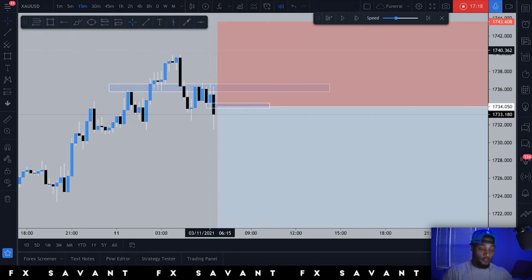Same as if it was a buy position, the stops have to go below the low because of the way the structure works. Higher highs, higher lows. Lower highs, lower lows.